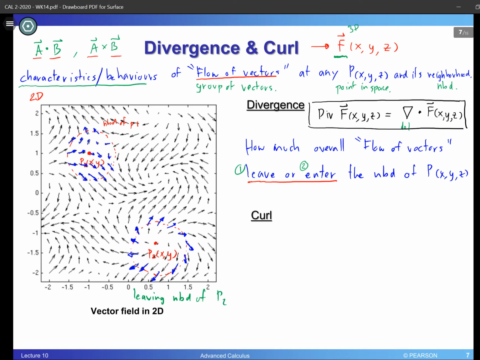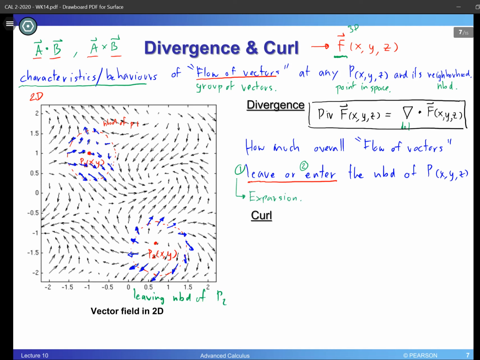Okay, now for the first scenario, when most of the flow of the vectors are leaving, we are going to call this expansion, like moving out. So first one right here, this can be considered as expansion of the vectors around this point P2. Expansion. Alright, or you can call it vectors are expanding around this point P2.